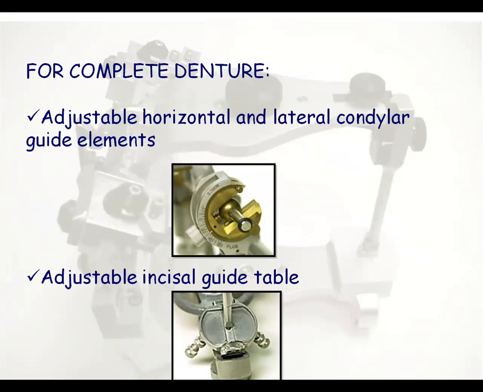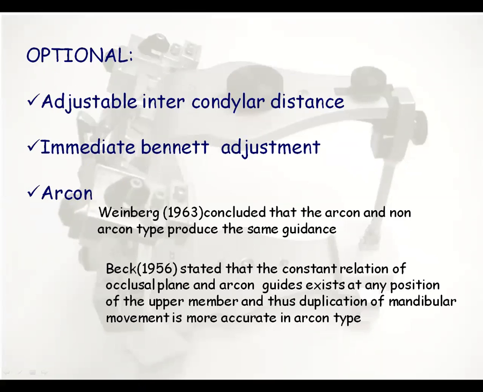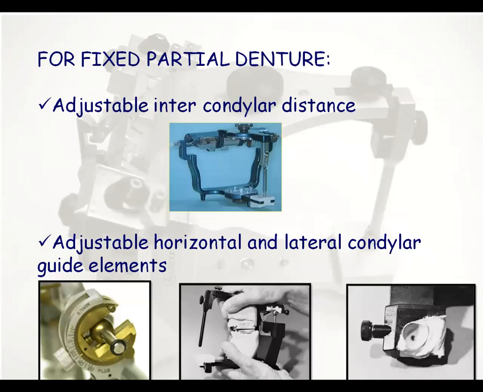For the complete denture, we should have adjustable horizontal and lateral condylar guidance present. We should have adjustable incisal guidance present in a fully adjustable articulator. What should be the optional articulator requirements for your complete denture fabrication? The first one is adjustable intercondylar distance. The distance between the two condyles can be adjusted in some of the articulators available in the market. These are very costly articulators. The second point is that immediate Bennett movement should be acceptable in such cases. The Arcon type of articulators have advantages over the non-Arcon type of articulators.